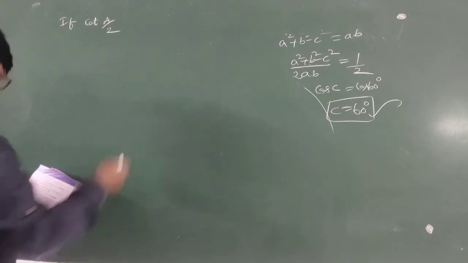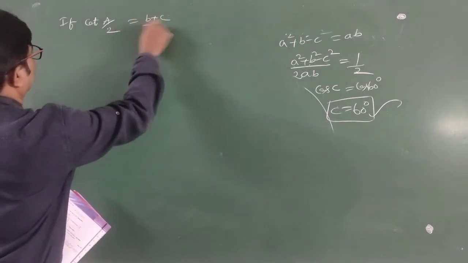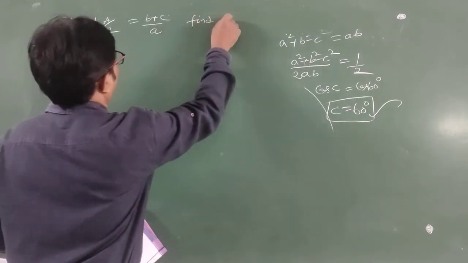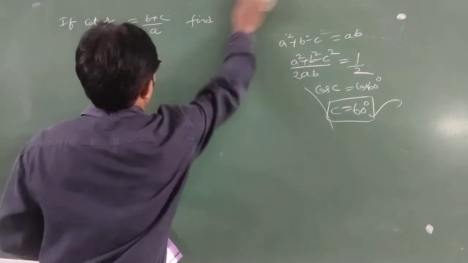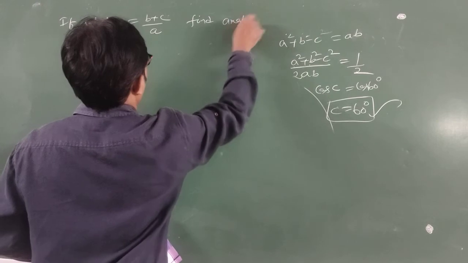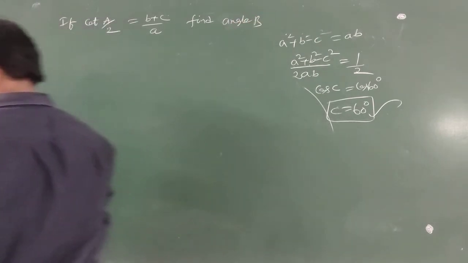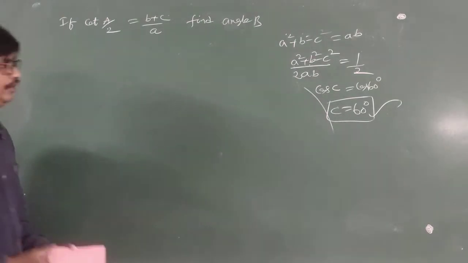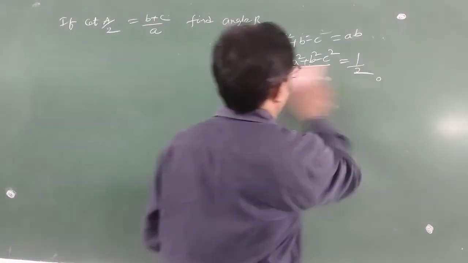If cot A by 2 equal to b plus c by a, then find angle B. Then find angle B. Okay. Now, dear students, how to find the angle B?